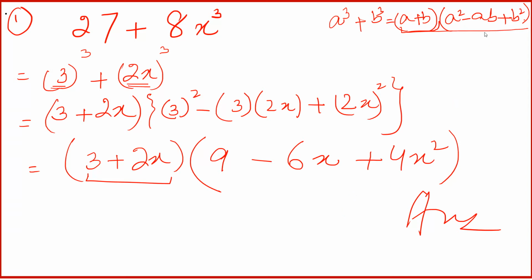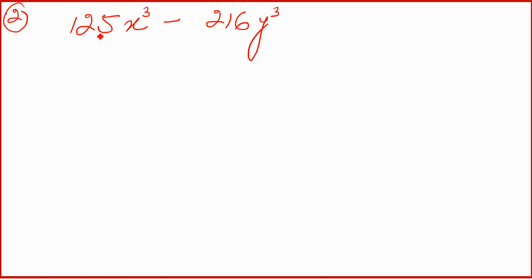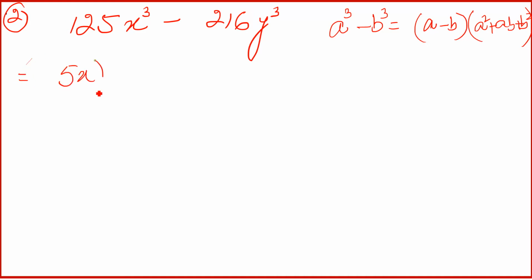Right, just follow this pattern. Okay, one more question. So this is 125x cube negative. Negative means this is the cube of the first term and the second term. So how we will expand it: a minus b and then into a square plus ab plus b square. What is instead of a and instead of b? We will find out here. First make the cube. 5x cube. 125 is the cube of 5. And this 216 is the cube of 6.